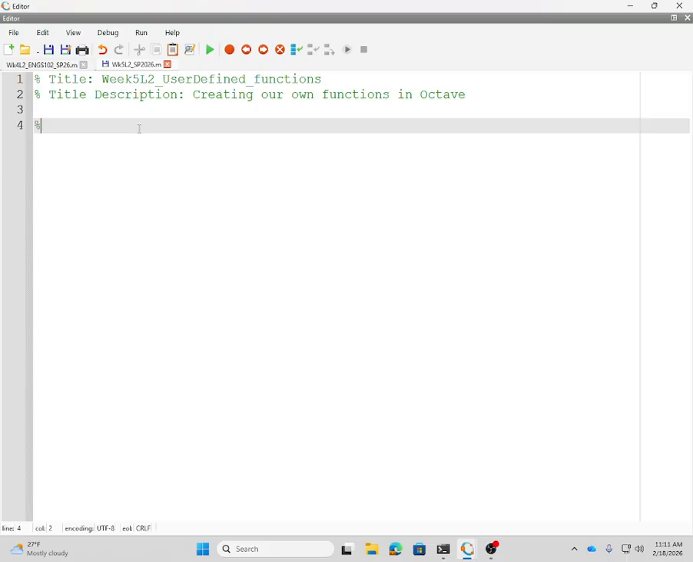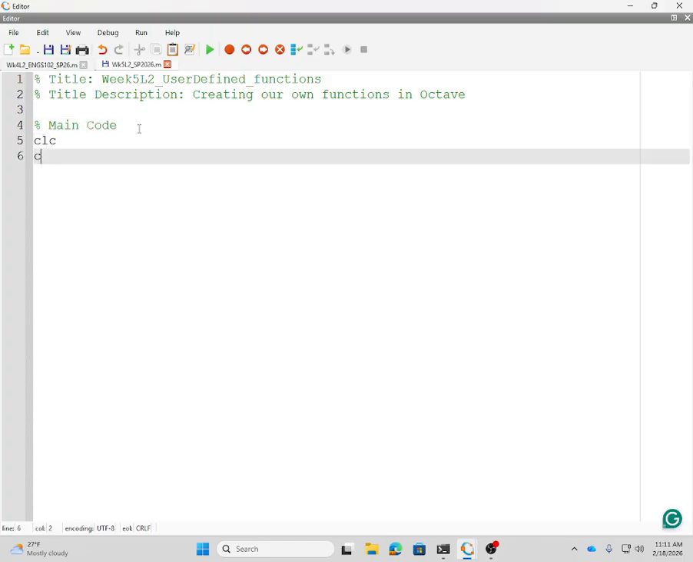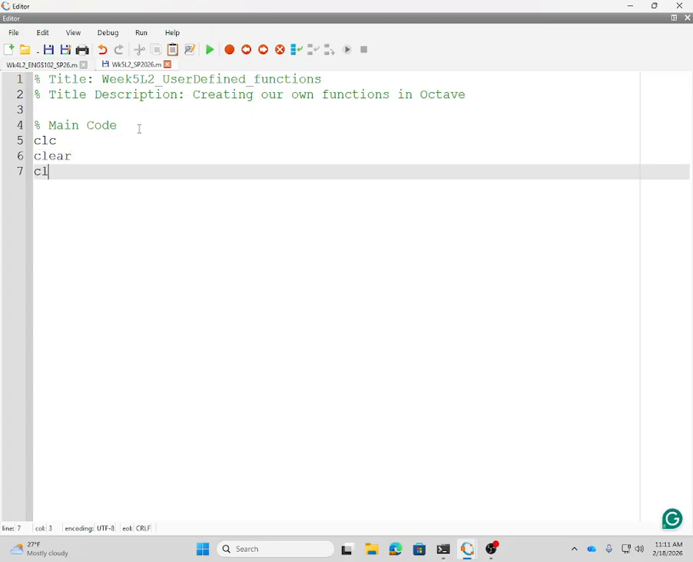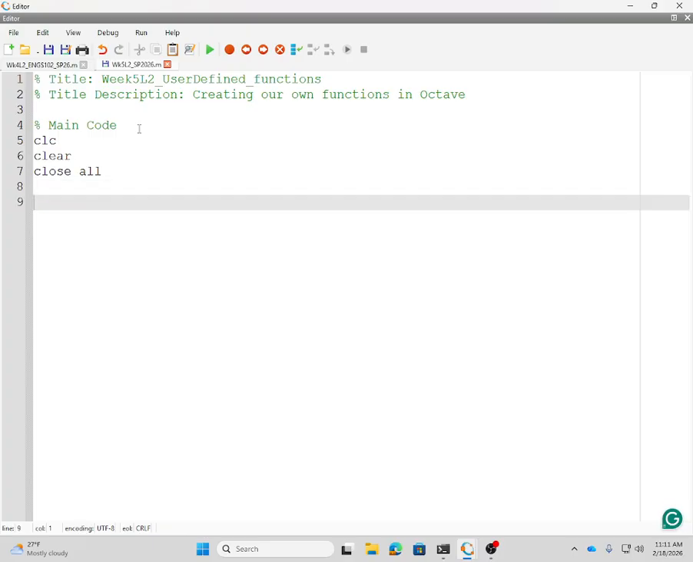Okay, the main code. You know what the main code is, right? Main code is CLC, clear, close all, right? Those things, you know this. And let's give a little bit of formal lecture here. I mean, formal class notes, right? What is the user defined function? The thing that I said, okay?